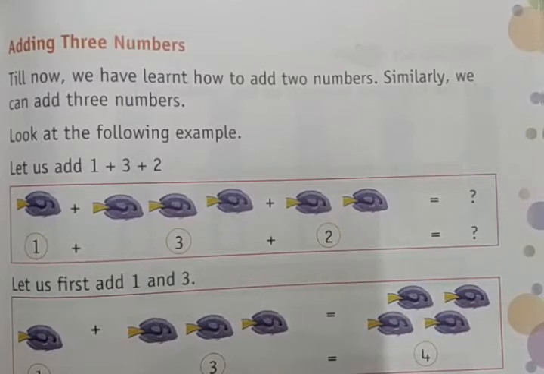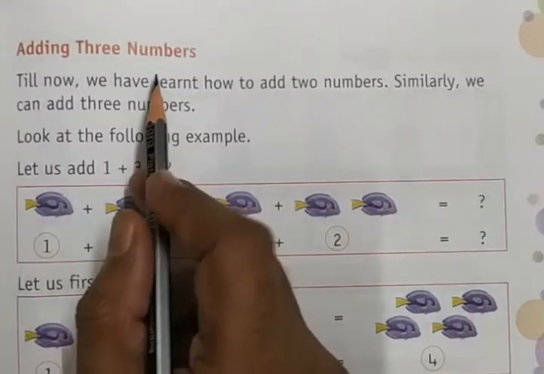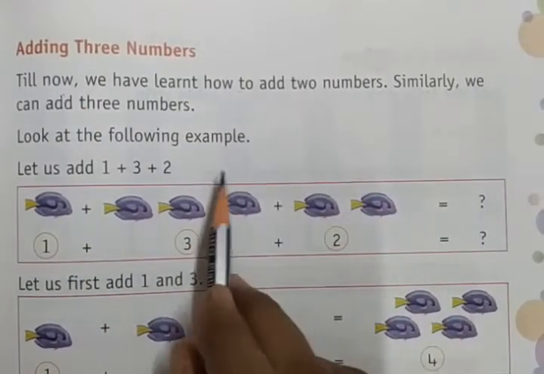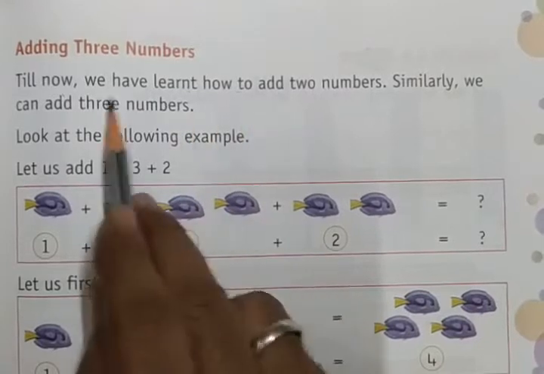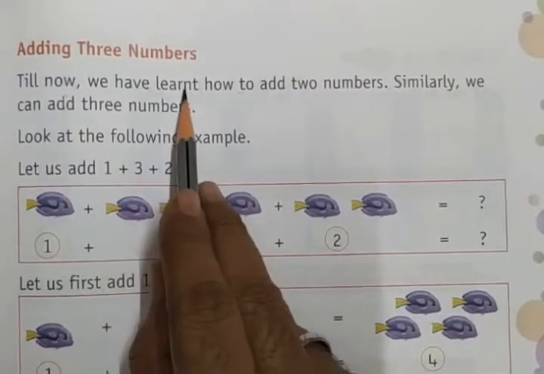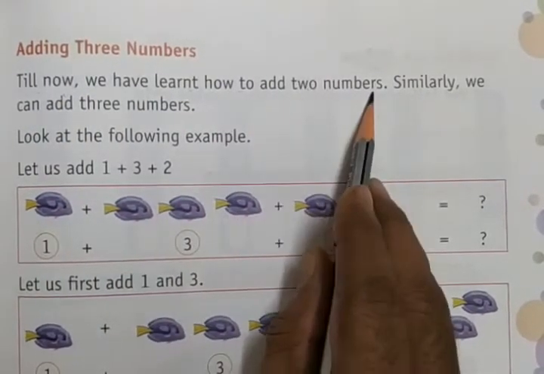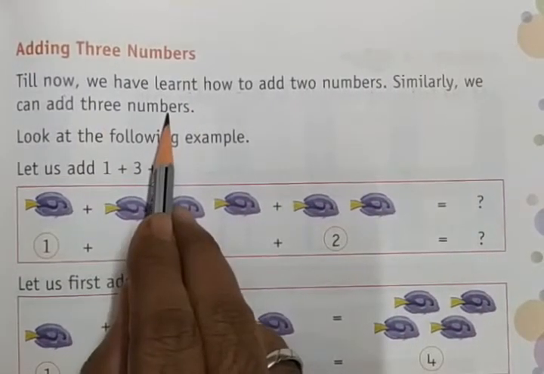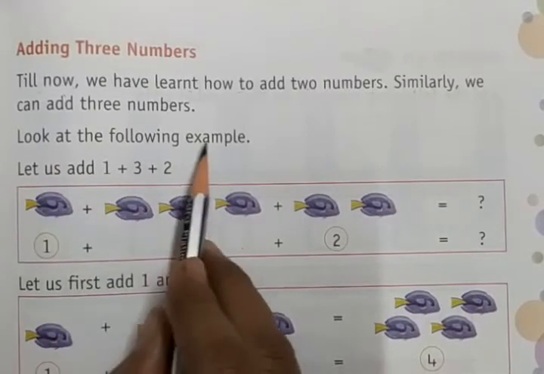Okay. So this is adding 3 numbers. Till now we have learned how to add 2 numbers, like 1 plus 2 or 3 plus 2. Similarly, we can add 3 numbers also. Look at the following example.